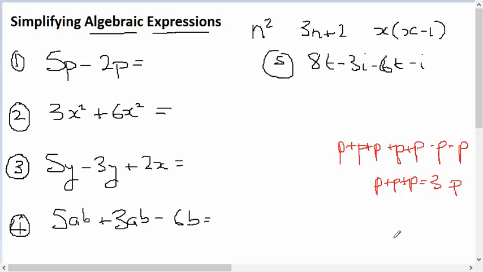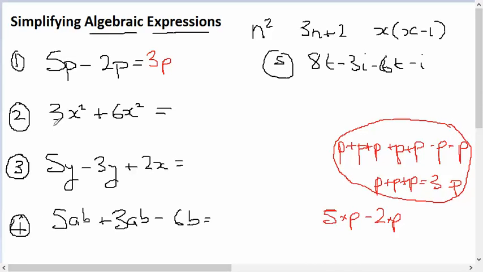Okay, so the answer is 3p. Of course, you could think of this as 5 times p, take away 2 times p, which is of course going to leave you with 3 times p. So the answer to this is 3p. You'll see some people that don't know what they're doing leave the answer as 3, simply because they think you have to take the p's away. But that doesn't make sense if you think about it like this.